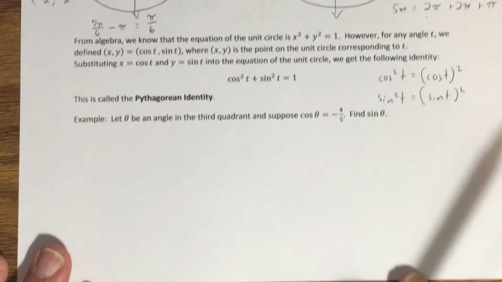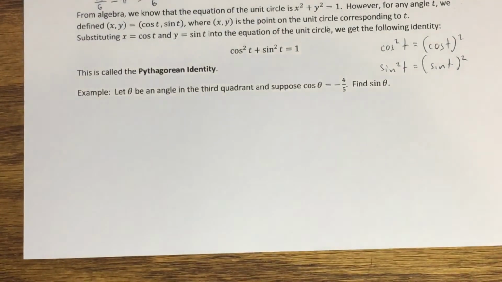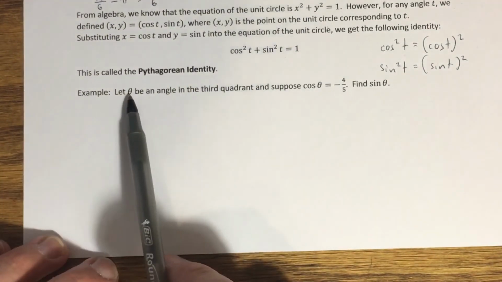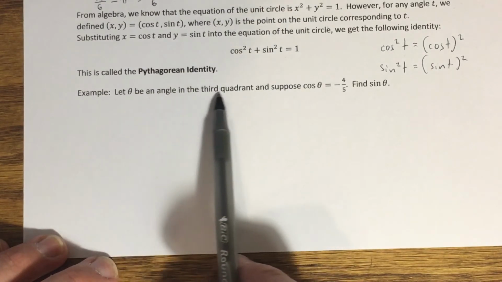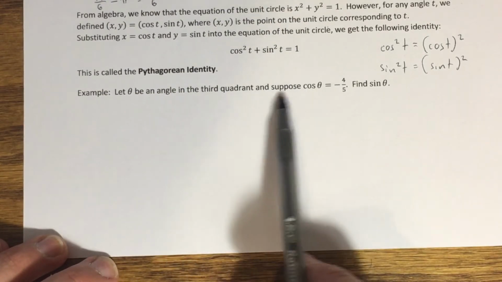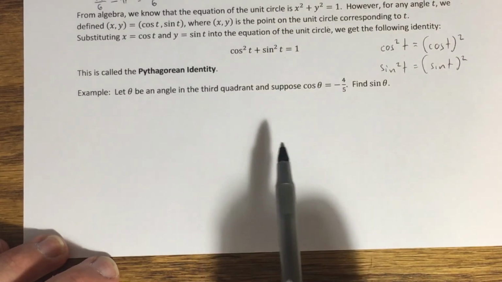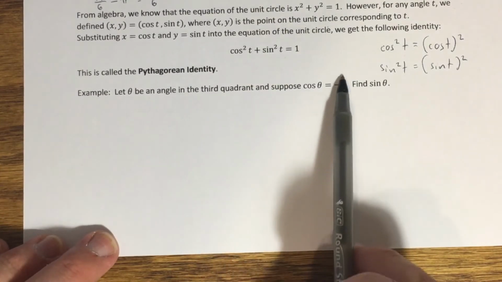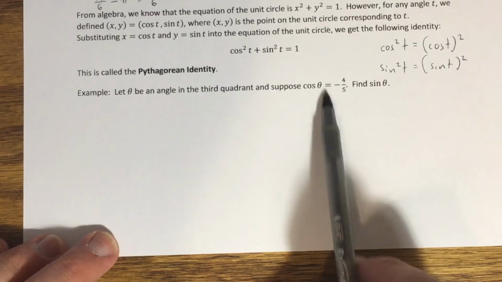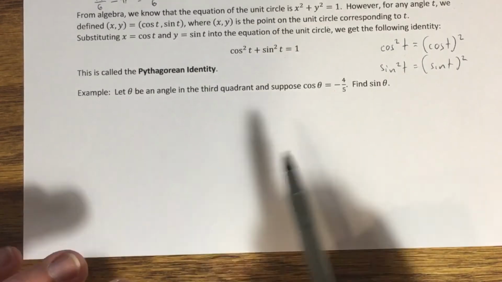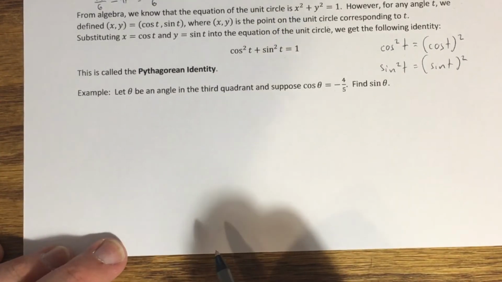Okay? Let me give you an example of using the Pythagorean identity. Let's suppose for a moment that theta is an angle in the third quadrant, and we want to suppose here that we know the cosine of theta. Cosine of theta happens to be -4/5. Can we use this to find sine of theta? Well, yes, the Pythagorean identity is our key to doing that.